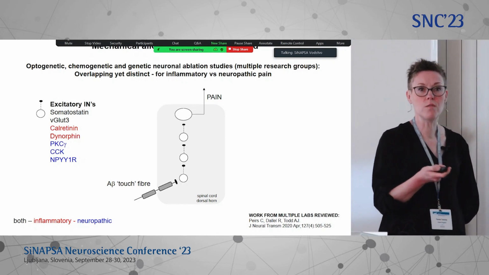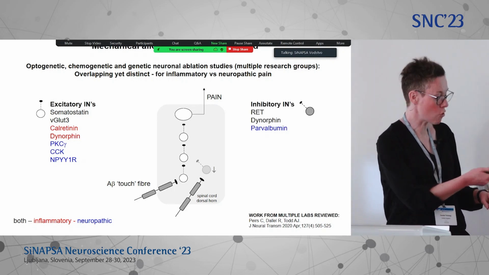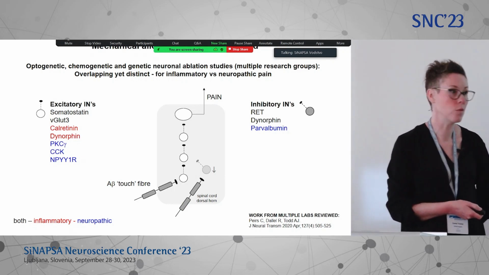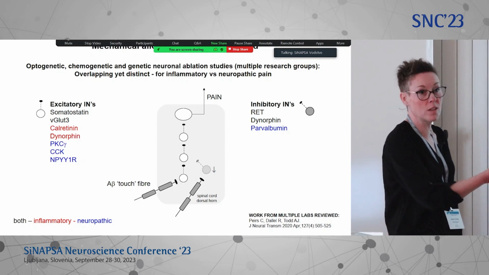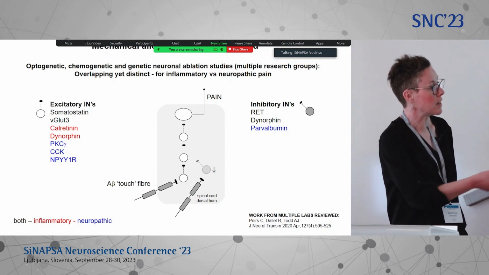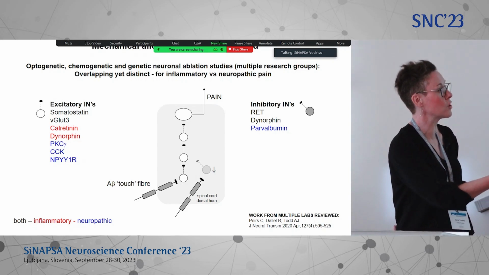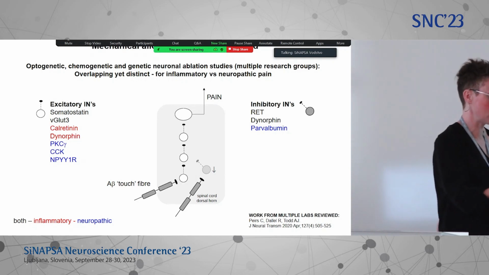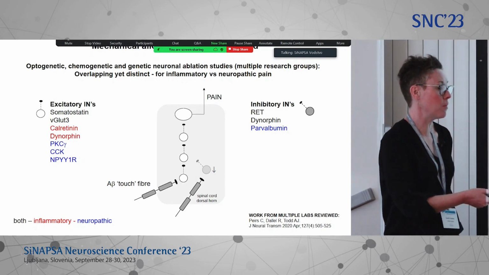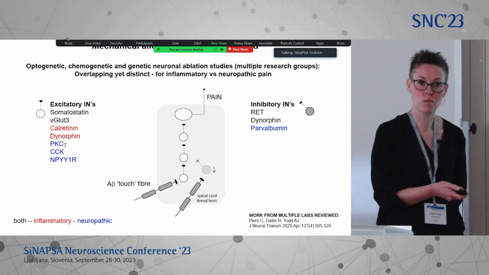And there's also been investigation of the inhibitory neurons that normally would prevent this circuit from activating the output neurons, whose function is compromised in these conditions. And RET and dynorphin subtypes have been implicated in both pain conditions, and parvalbumin for neuropathic pain. So this huge body of work from multiple groups is really nicely summarized in this review.